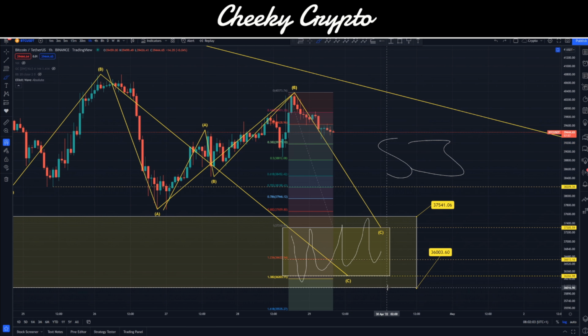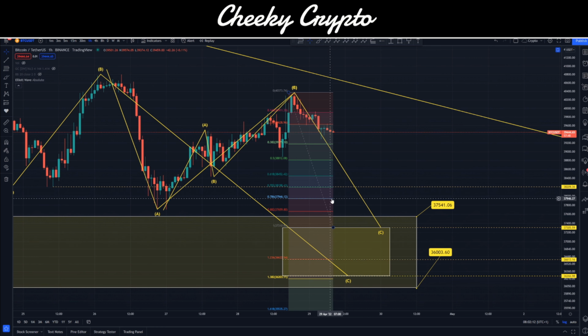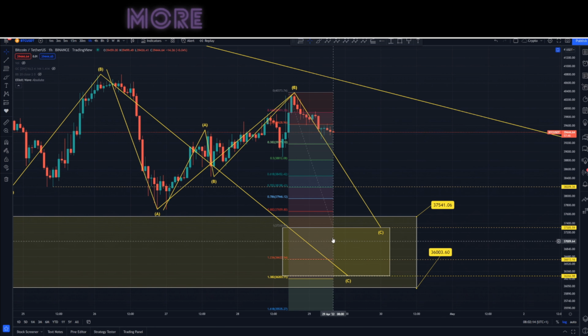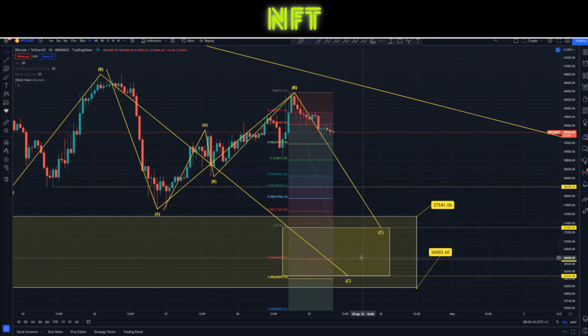So that's where we're thinking of heading for the most part on this hourly chart. Nothing much has changed since yesterday, other than the fact that we went slightly higher than we were expecting, and therefore we have a slightly increased target zone down here at the bottom.